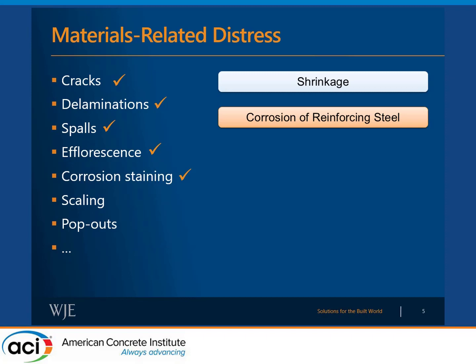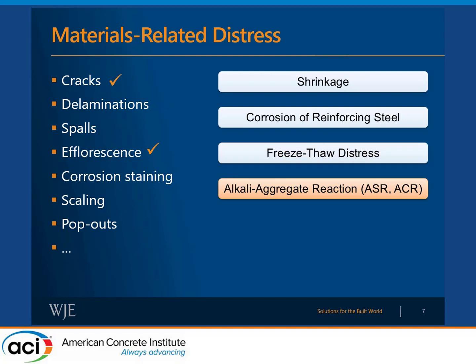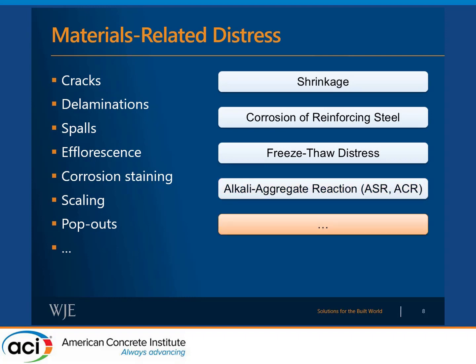even if we don't see corrosion staining or cracking on the surface. For freeze-thaw distress, probably the most obvious ones on this list would be scaling and pop-outs, but we can also have freeze-thaw distress that leads to cracking and delaminations. Alkali-silica reaction, or alkali aggregate reactions more broadly, have very characteristic cracks with efflorescence. And then there are other materials-related distress mechanisms that we might see as well.